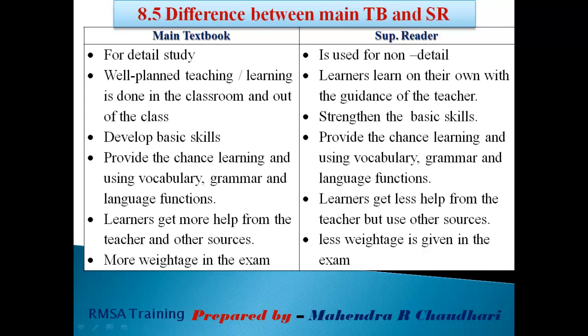In the main textbook, learners get more help from the teacher and other sources, whereas in the Supplementary Reader, learners get less help from the teacher but use other sources. In the main textbook, more weightage is given in the exam, whereas in the Supplementary Reader, less weightage is given in the exam.